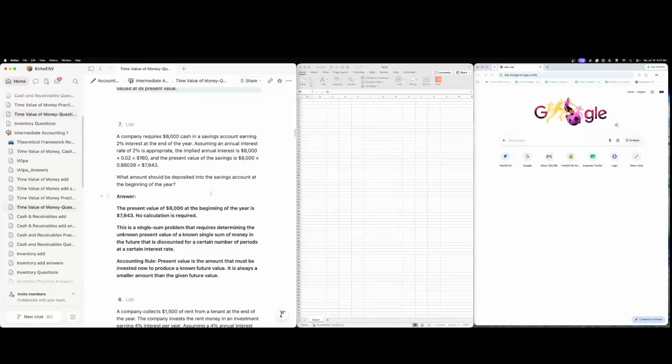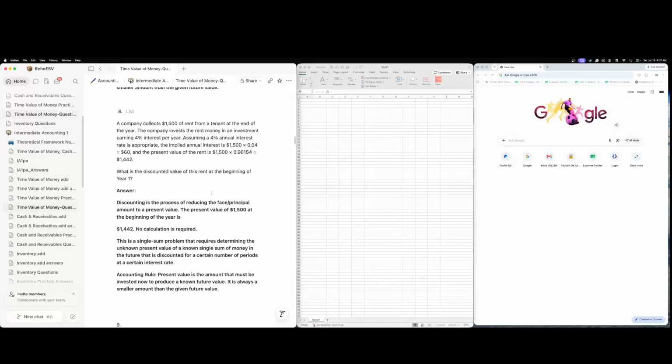Savings account, regardless of whatever it is, if it's under a year, it's going to be recorded at the present value. So they would need to deposit $7,843. Collects rent of $1,500. They invest the rent money. The present value of the rent is $1,442. What is the discount value of the rent? The discount value is $1,442.